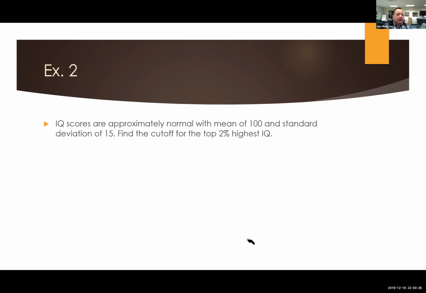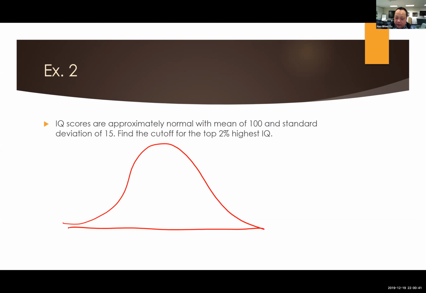All right, next example. IQ scores are approximately normal with a mean of 100 and standard deviation of 15. Find the cutoff for the top 2% highest IQ. Again, first thing to do is to draw a diagram. Here's the axis, the IQ score. The high IQ scores are on the right. Okay, so I'm looking for the rightmost 0.02, the rightmost 2%. The chance of someone being this high is 2%. So the known information is in the area, and I need to know that question mark.